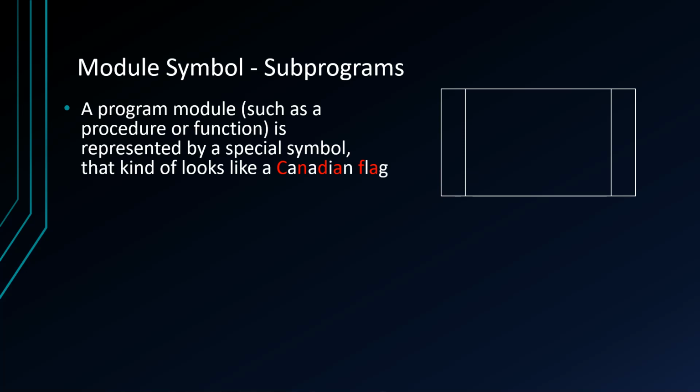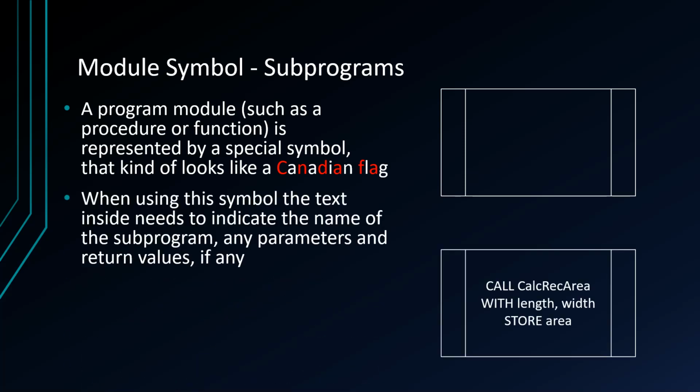Okay, now how does this actually work? Well, when you use it, you have to specify certain information so it's clear what you're doing. What that means is you need to indicate the name of the subprogram, any parameters, and any return values, if any. So here you say calc_rec area with length and width, store area. So what that tells me in code, I would call that by saying area equals calc_rec area bracket length comma width. Great. Now sometimes you're just creating a procedure, so you wouldn't need that store line because you're not storing a result. Sometimes you don't need any parameters, so you wouldn't need that width line. So you only put the things you need in there.